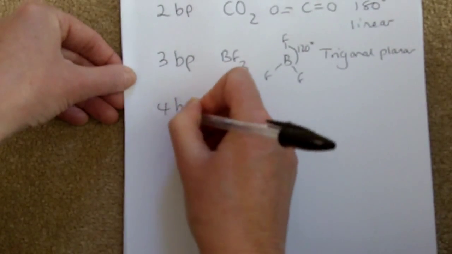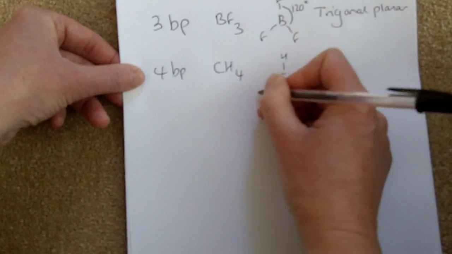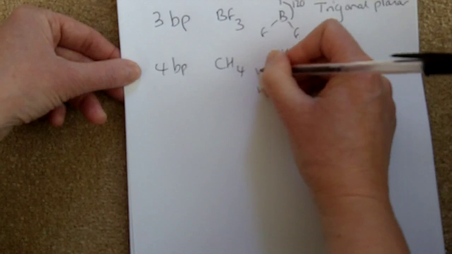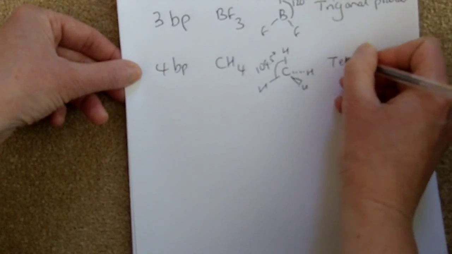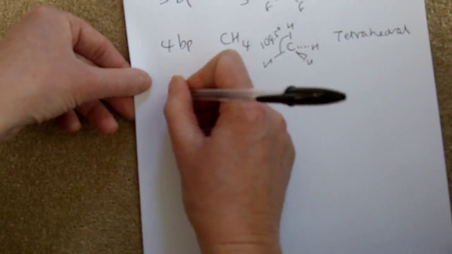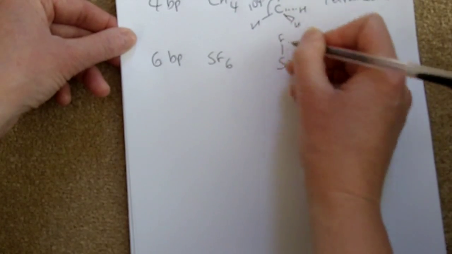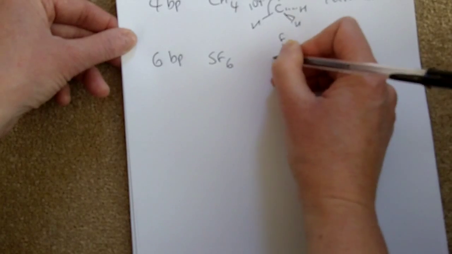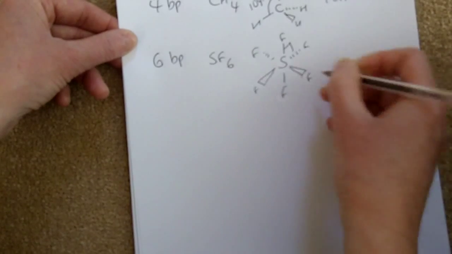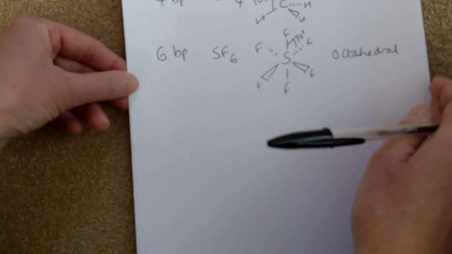Okay, 4 bond pairs, a good example is CH4. And do you remember the name of the shape? Pointing to the corners of a tetrahedron, 109.5. It's called tetrahedral shape. Okay, 5 bond pairs you don't actually need to know. So let's go straight to 6 bond pairs. A good example is SF6, and that has a bond angle of 90 degrees between all the bonds. These are pointing to the corners of a square. A bond angle of 90 degrees is called octahedral, pointing to the corners of an octahedron.